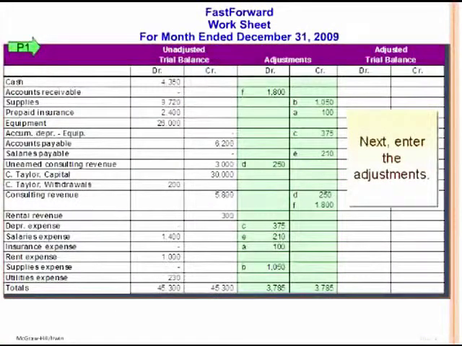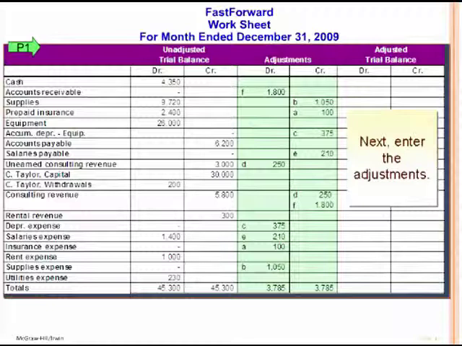The adjustments have been entered on the worksheet in the appropriate columns. Let's look at Adjustment A. This adjustment is made to record the expiration of prepaid insurance during the month. The entry is to debit or increase insurance expense and to credit or decrease prepaid insurance. You may want to go over the other adjustments. Notice that the total debits and total credits are equal in the unadjusted trial balance and the adjustments columns.